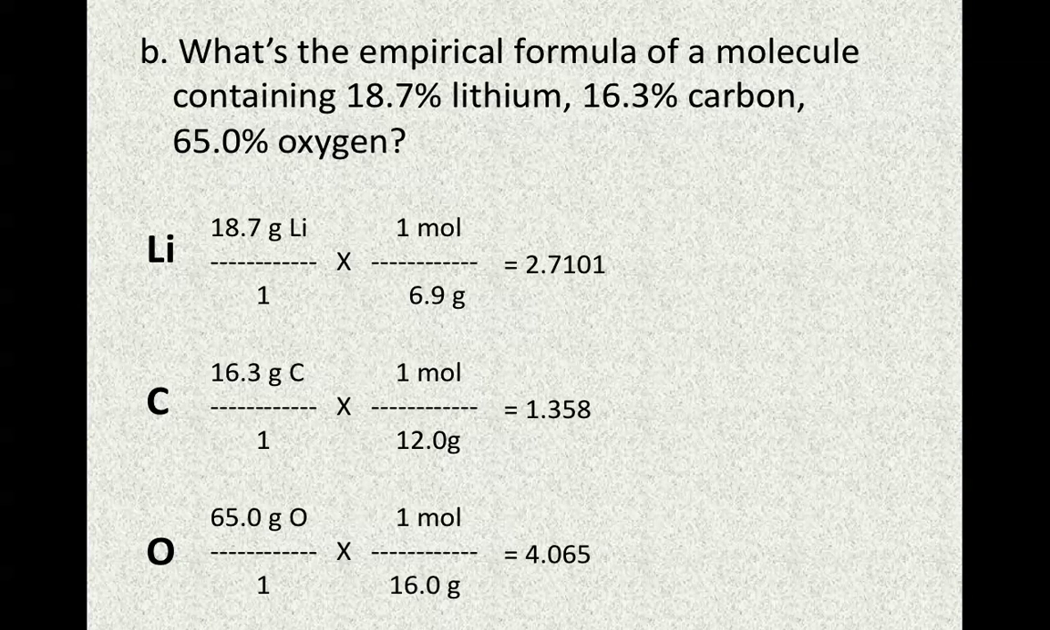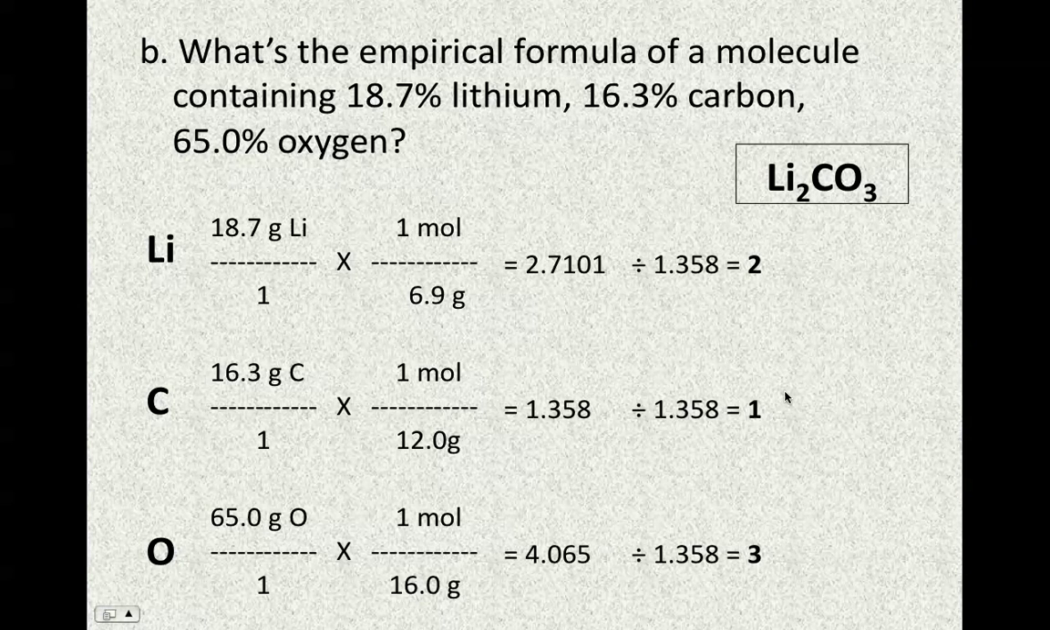Then our next step is to divide by the smallest amount. As you can see, carbon has the smallest amount, so we're going to divide them each by that amount. So we divide lithium by it to get 2, and oxygen by it to get 3. This then, because they're all whole numbers, becomes our subscripts. So our final answer is Li2CO3, or lithium carbonate.